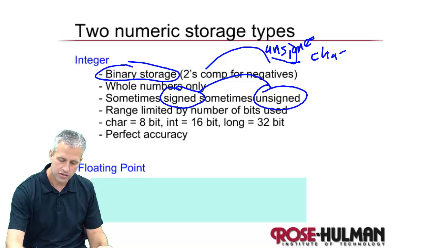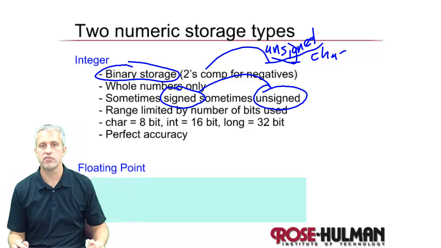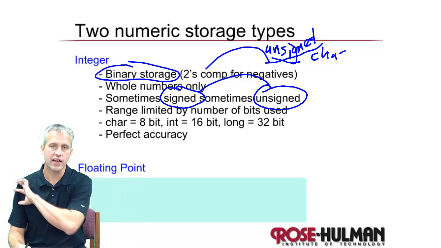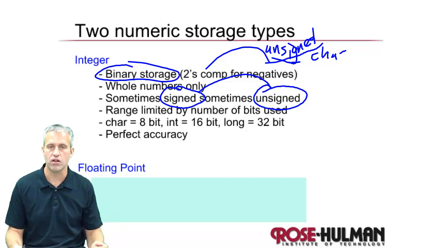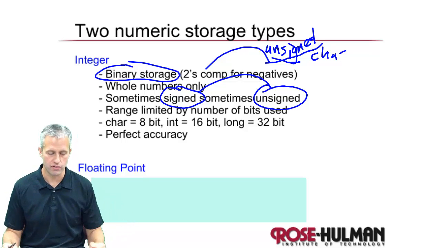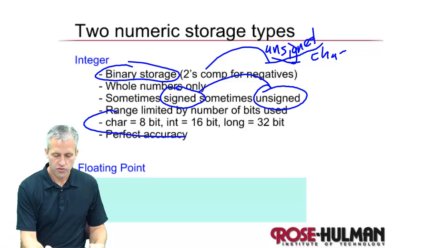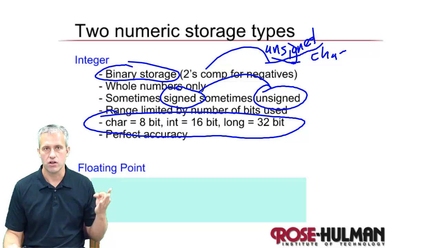And what that'll do is give you a bigger range of positive numbers that you can use, but you can't use any negatives at all. But sometimes people use unsigned char or unsigned int or unsigned long to give themselves more positive numbers because they know it's a positive. The names for the three different integer data types are char, int, and long.